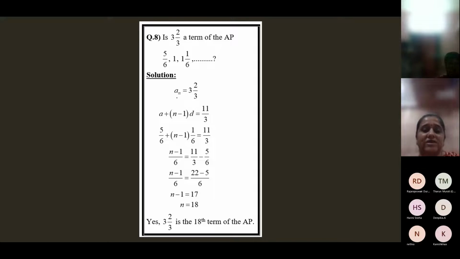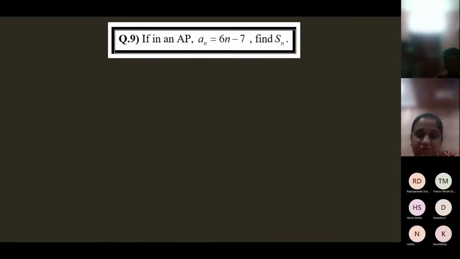So we start like this. Is 3 2/3 a term of the AP? Let's assume that an is 3 2/3. Some nth term is 3 2/3. So a plus n minus 1 into d is equal to the mixed fraction 11/3. Substitute the value of a and d and solve. Got it, children? Yes, ma'am. All right. Take a picture.